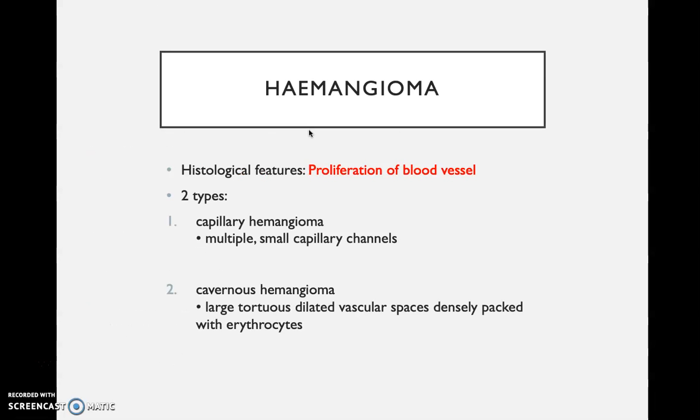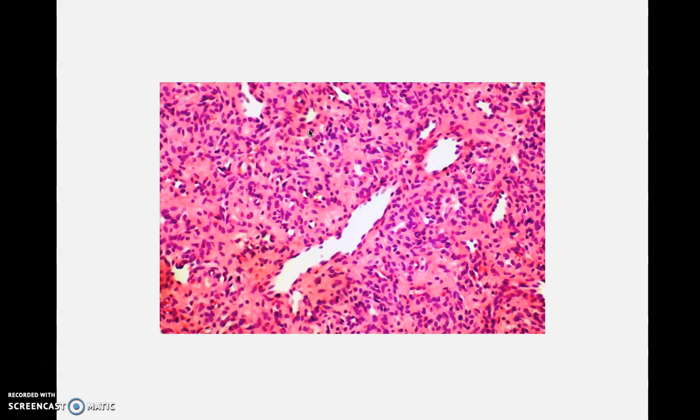Okay, the histological features, of course, there will be proliferation of a lot of blood vessels. It depends on the type, is it capillary or cavernous. If it's capillary, you know that capillaries are small channels, so there will be multiple small ones. If it's cavernous, it's going to be big. Large, tortuous, dilated vascular spaces like this. So this is more like capillary. It's small. This is the capillary.